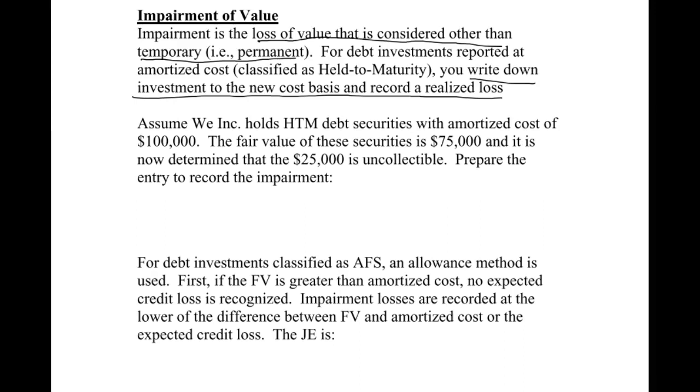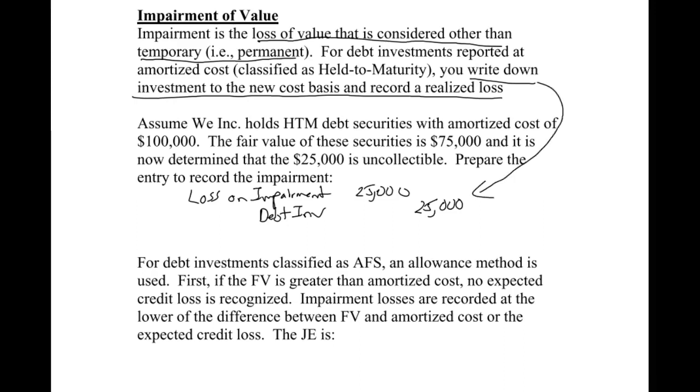So let's do a quick example here. We've got a company that holds some held to maturity debt securities. The amortized cost is 100, the fair value is 75, and it is now determined that 25 is uncollectible. Prepare the entry to record the impairment. We would just have a debit to loss on impairment for 25,000, and then we write down our debt investment by 25,000. That debt investment just went from 100,000 down by 25,000, so it's now at 75,000, which is the fair value, the new value. And what we did, that sentence right there, is this journal entry right here.